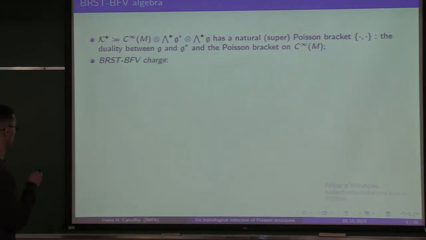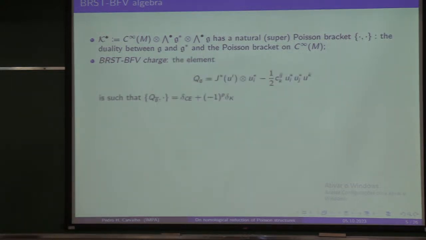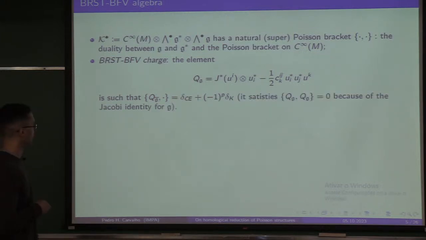And there is something called the BRST-BFV charge, which is essentially this element here, a function, something that lives here. And when you take the bracket with it, it gives you the differential, okay? So in some sense, you're realizing this differential, you're finding a Hamiltonian function for this differential here. So this differential is the Hamiltonian vector field of this element. And the fact that this satisfies this equation here is because of the Jacobi identity for this Lie algebra, okay? You can do this computation.